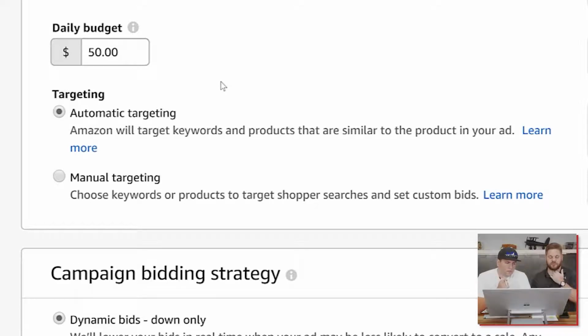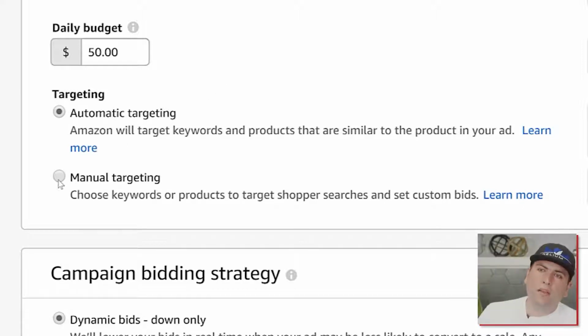And then it gives us the option of automatic targeting or manual targeting. Automatic targeting is basically telling Amazon, hey, you run the show. You try to run as many keywords and as many locations as you can to get some traction or traffic or conversions or sales here. But we're not going to do that because we want to have all the control. So we're going to go to manual targeting and set up a manual campaign.